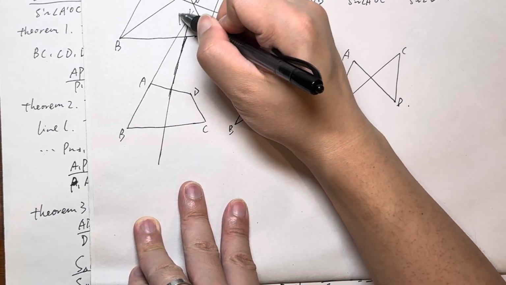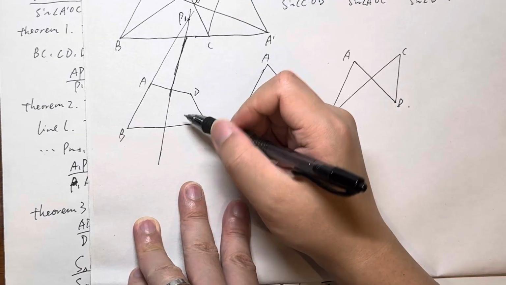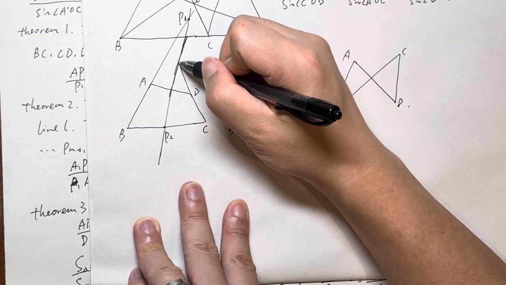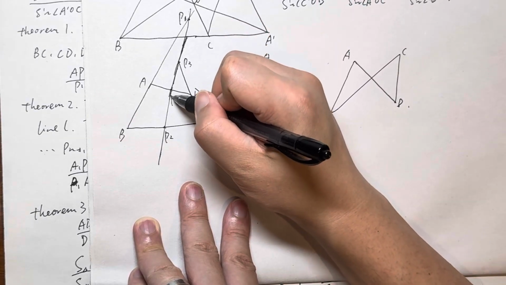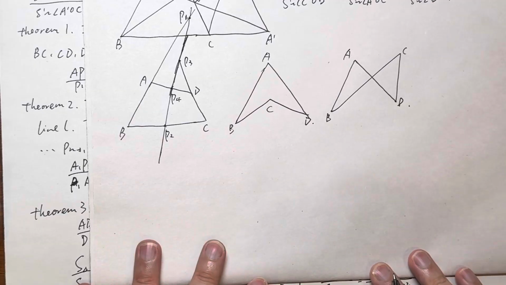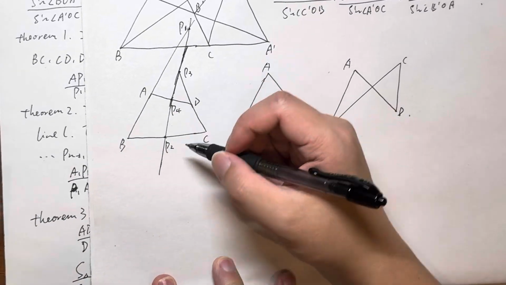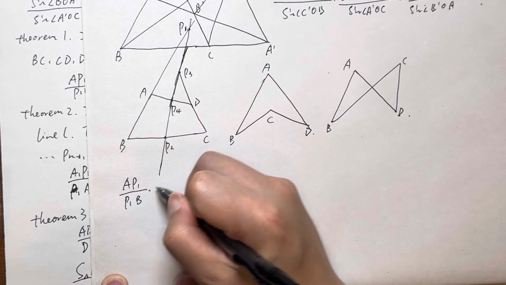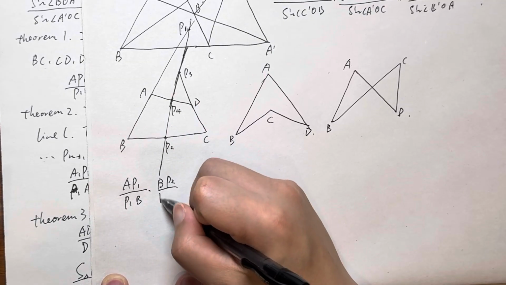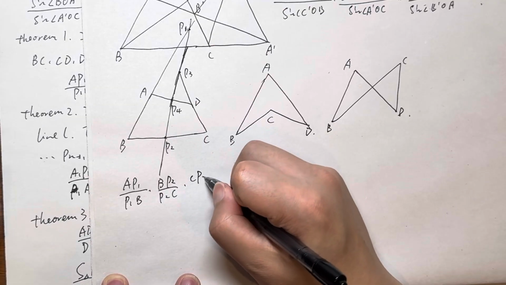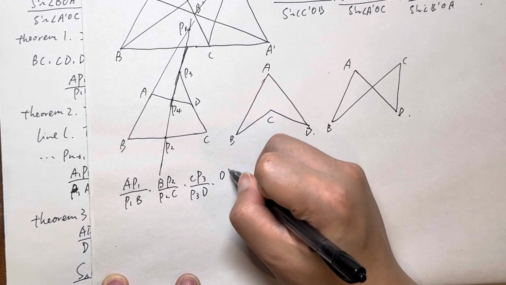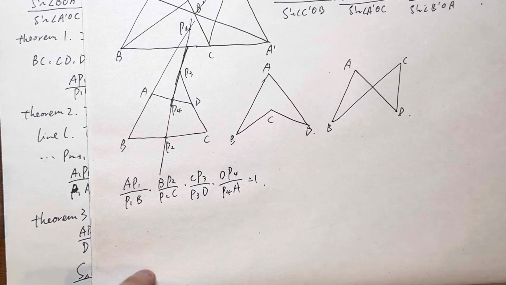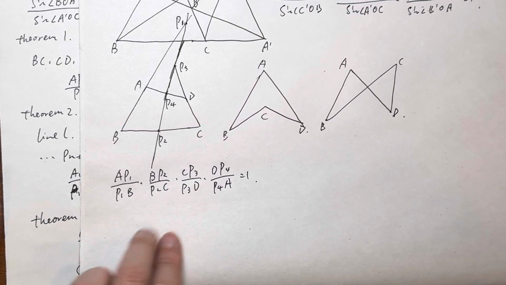So this would be P1, and this is P2, this is P3, this point is P4, right? So we want to prove that AP1 to P1B times BP2 to P2C times CP3 to P3D times DP4 to P4A equals 1. Right, we want to prove this.